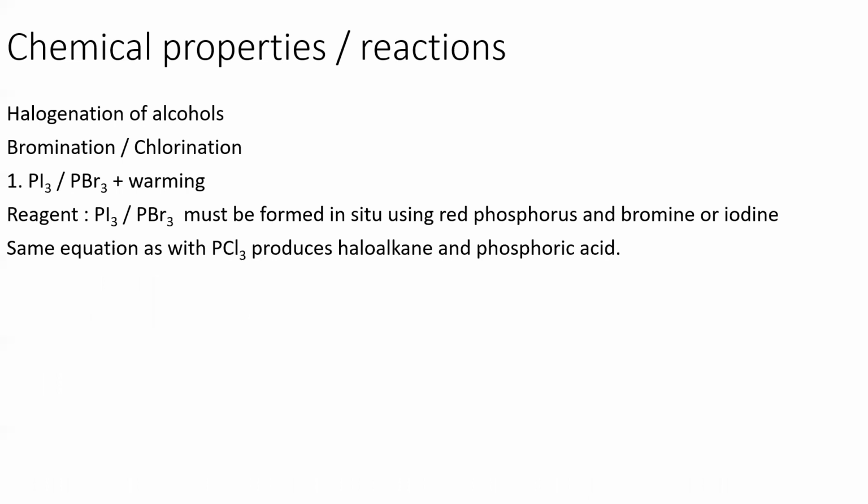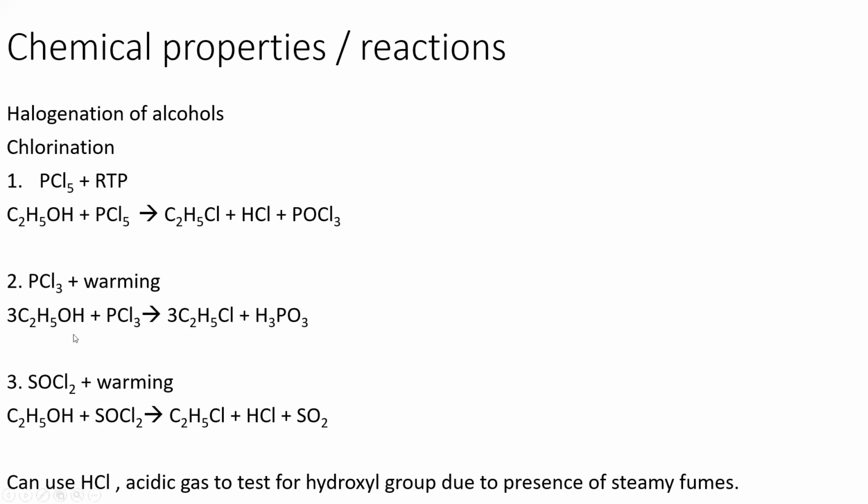Okay, so for bromination and chlorination, it's a bit different. You can use PI3 and PBr3. The reactions are the same. The reaction in the end is the same, but the reactant is formed in situ, which is within the reaction, using red phosphorus and bromine or iodine. So it's the same equation as this one.